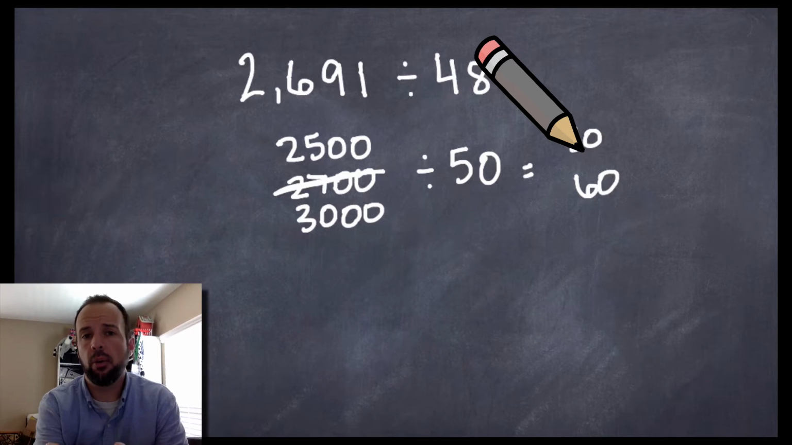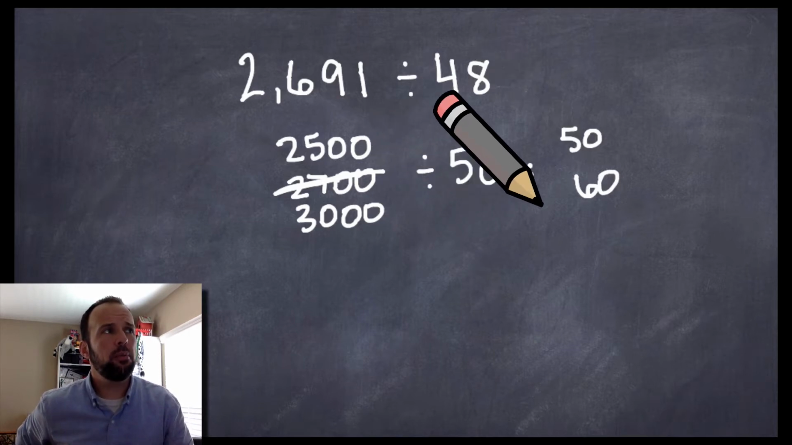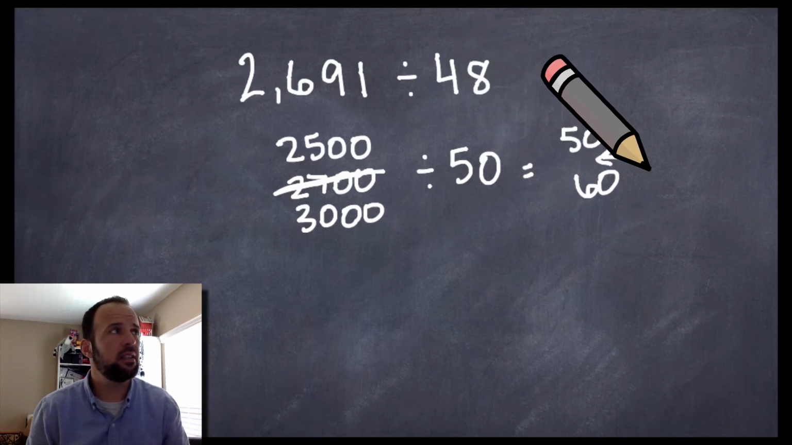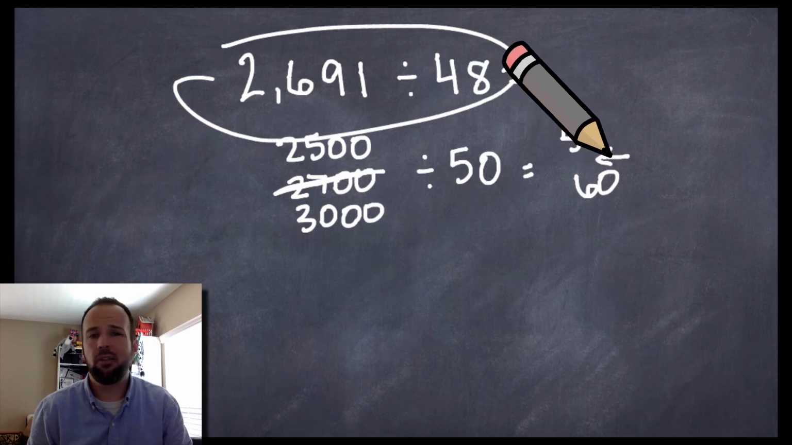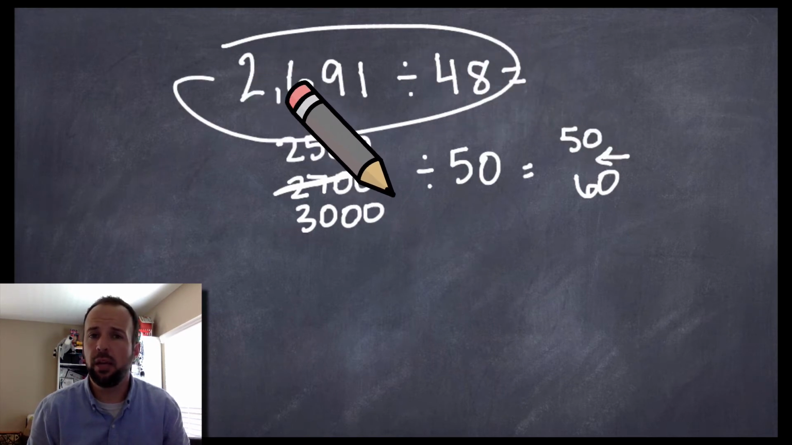And neither one of them is going to be right or wrong, because they're just estimates. So no matter what path you went down, they're still considered right because they're estimates. What this tells us, though, is that our answer is probably going to fall somewhere in between these two numbers, in between a 50 and a 60. When we find our actual answer from this problem up here, it's probably going to fall between a 50 and a 60.